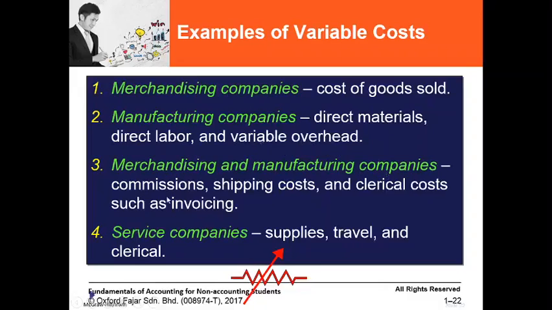Merchandising and manufacturing companies: commission, shipping costs, and clerical costs. Okay, so this one is selling costs. As you can see, these are the examples of selling costs. So the more product that you sell, therefore, the higher the commissions, shipping costs, and clerical costs for invoicing the product just now that you will incur. And then for service companies: supplies, travel, and clerical. So these are the examples of variable costs.